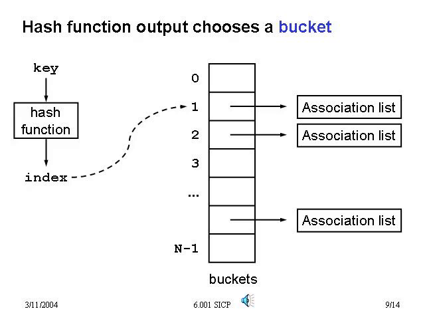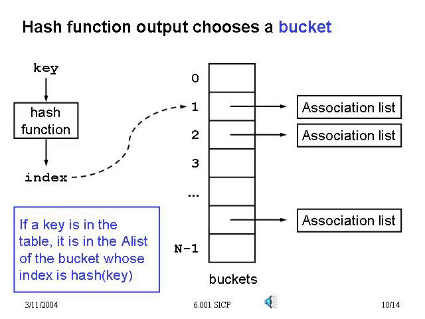This kind of looks like a list, but we don't have to do it in a list, and in fact in a second we'll see that we won't. The main idea here is that if a key is in the table, then it is going to be in the association list of the bucket whose index is given by the hash function applied to that key.